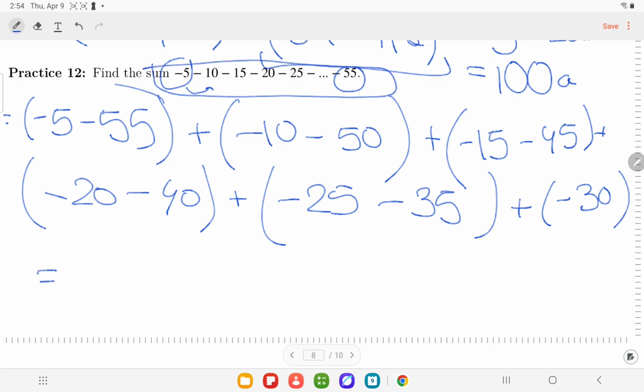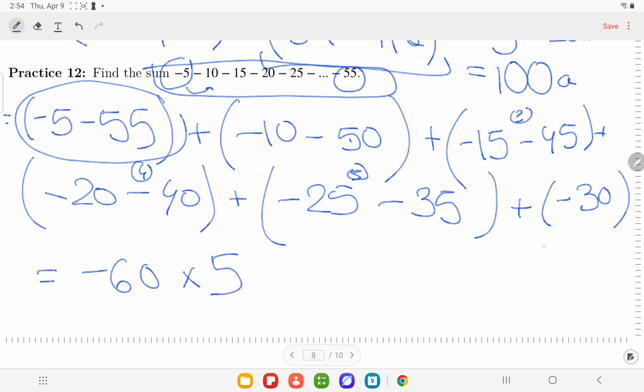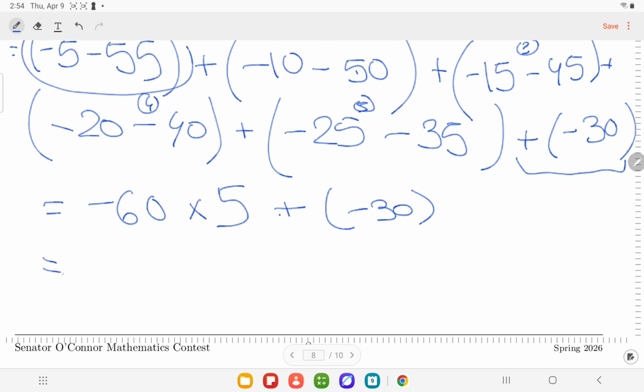So each bracket here is equal to -60. So we would have -60 times the number of brackets. We have 1, 2, 3, 4, 5. And then we can't forget about this -30 that isn't a pair. So we have to make sure we also add -30 to our answer. And so we'll end up with -300 minus 30. So our final answer is -330.